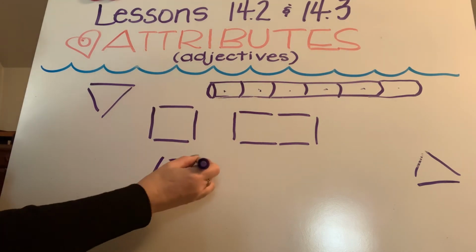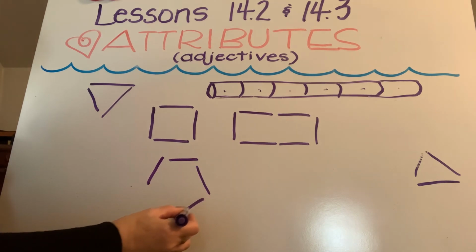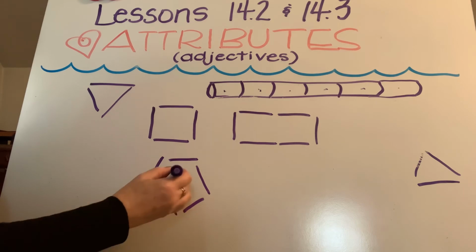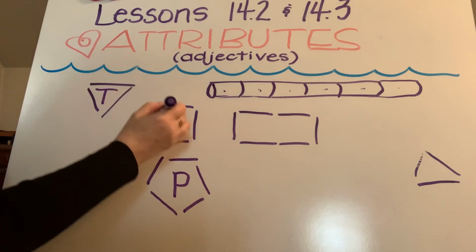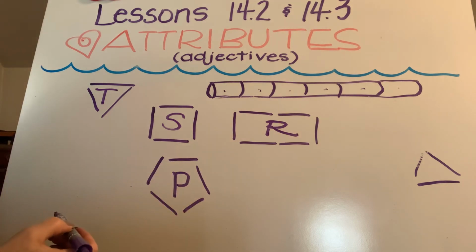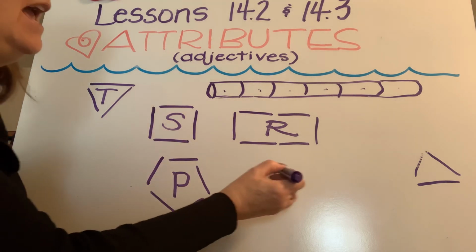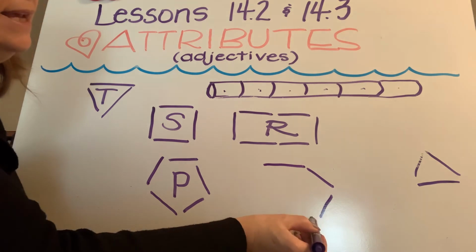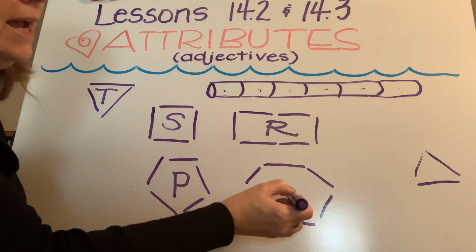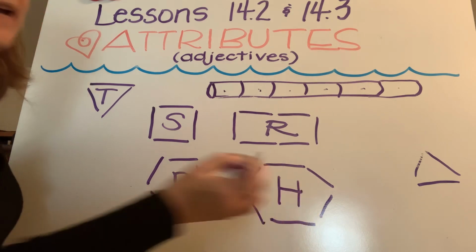1, 2, 3, 4, 5 would be, starts with a P. Triangle, square, rectangle, and what would the 5 shape be? It's a beautiful building in Washington, D.C. The Pentagon. Very good. And last but not least, we have a 6-sided, which is a hexagon.